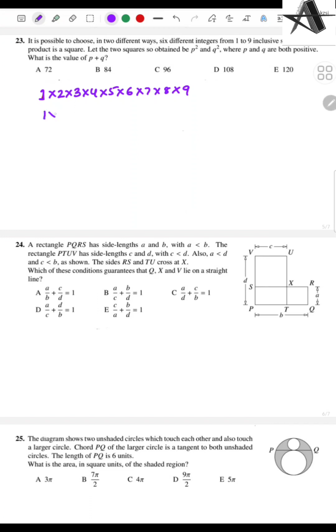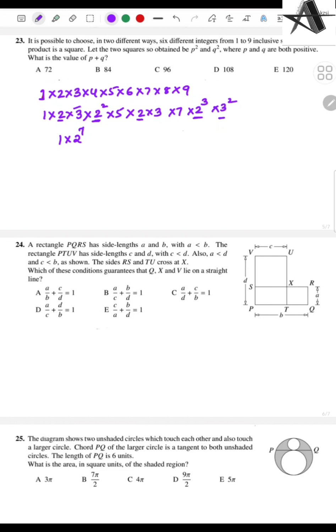See, 1, 2 is a prime number, as is 3. 4 can be written as 2 squared. 5 as it is. 6 can be written as 2 into 3, 7 as it is, 8 is 2 to the power of 3 and 9 is 3 to the power of 2. Now just make the bunch of all these prime numbers. 1 as it is. How many 2's are there? 1, 3, 4, 5, 6, 7. So, sorry, 2 to the power of 7.